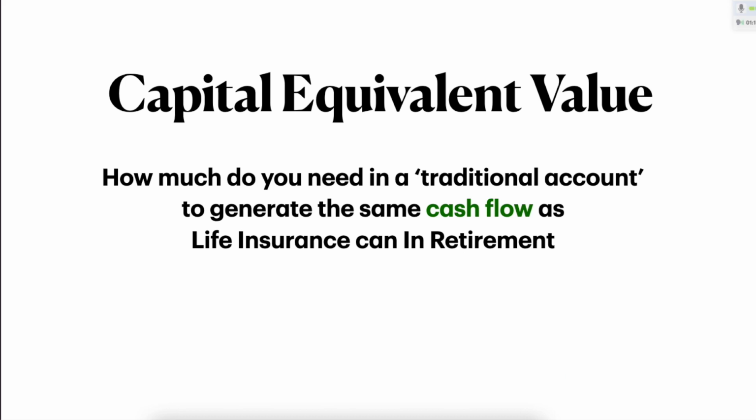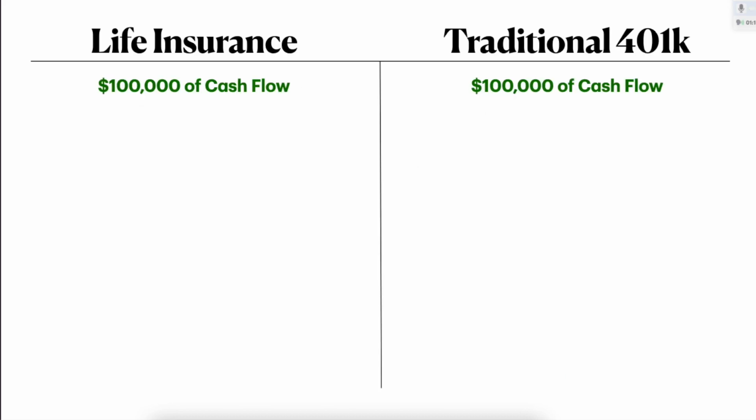All right, let's dive into the capital equivalent value. Let's say I'm trying to achieve $100,000 of cash flow in retirement, and my retirement is from age 65 to age 90. Okay. Now, when I say $100,000 of cash flow, that means I want $100,000 of money that I can spend. It's a big difference here.